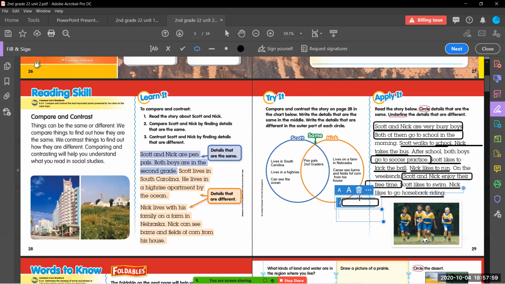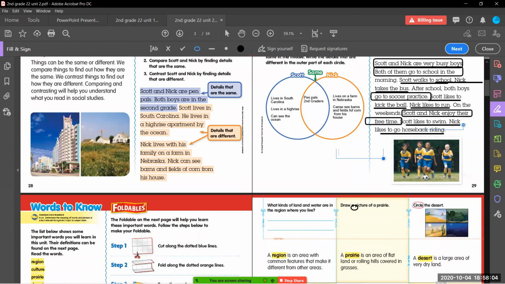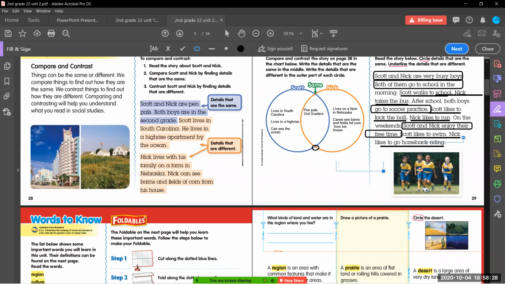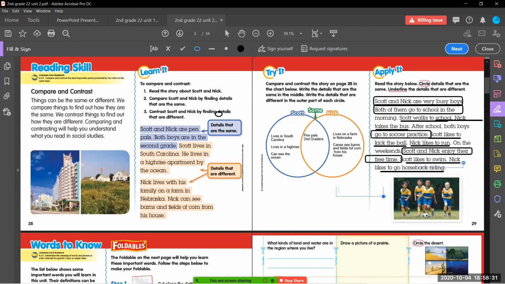So as we go through that, you're able to see the things that are the same about them and the things that are different. So we know that they are both busy. They both go to school in the morning. We know that Scott walks, but Nick takes the bus. And we know they both go to soccer practice. We know Scott kicks the ball and Nick runs. We know that both boys enjoy their free time on the weekends. Scott likes to swim and Nick likes to go horseback riding. So we've compared and contrasted using the information from the story that they gave us, both here when we created our Venn diagram, and over here when we were underlining and circling different things.